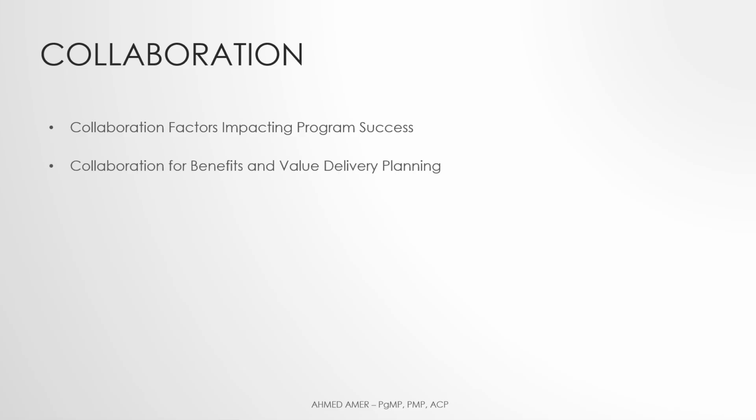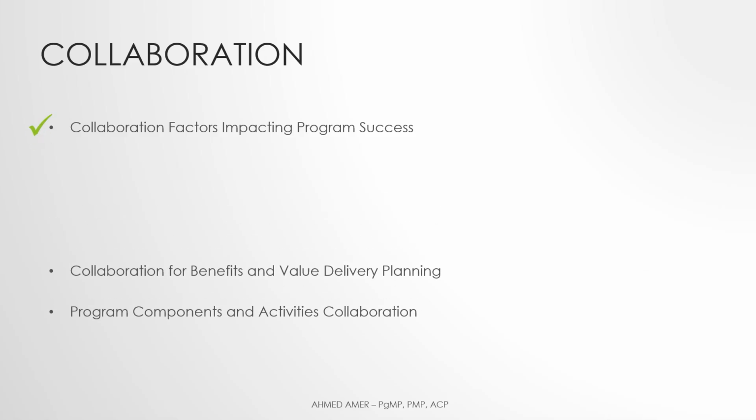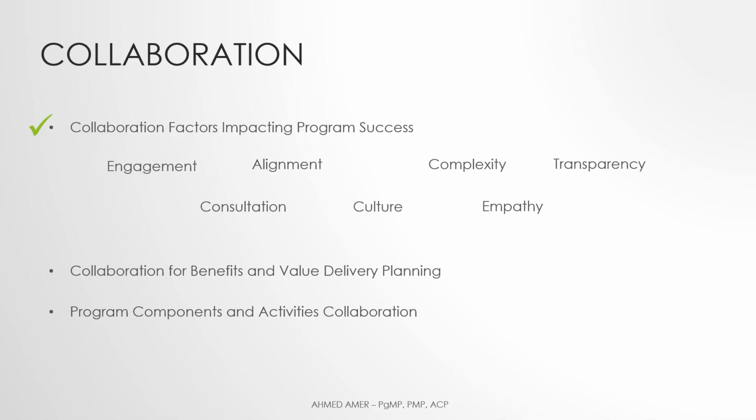In the previous video, we mentioned how PMI splits the collaboration performance domain into 3 sections: collaboration factors impacting program success, collaboration for benefits and value delivery planning, and program components and activities collaboration. In the same video, we covered the 7 collaboration factors of engagement, alignment, complexity, transparency, consultation, culture, and empathy. We talked about how these factors can affect program collaboration positively or negatively. We also covered how they are linked with the 8 program management principles.